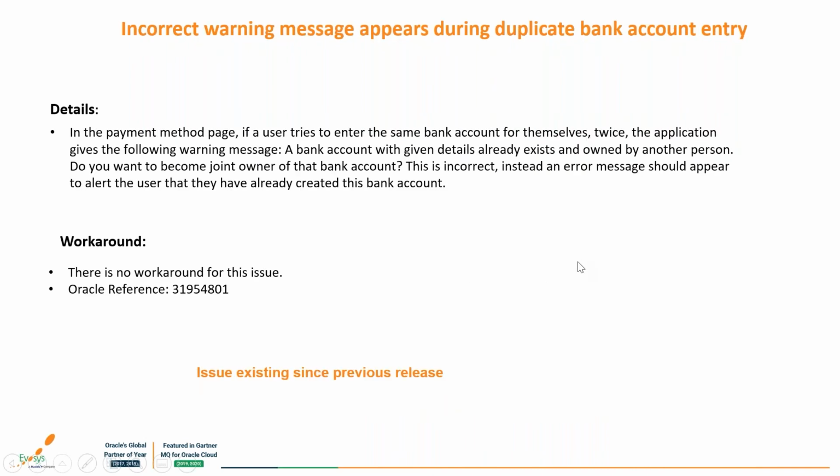The next known issue is an incorrect warning message appearing during duplicate bank account entry. As an employee, when you are adding a bank account for yourself which already exists, the system will give you the warning message asking if you want to become a joint owner of that bank account. Ideally, this is an incorrect warning message because you already are the owner of the bank account, and the system should not allow you to put in the bank account again. Currently, there is no workaround for this issue, and user training is the only way to handle such a scenario.